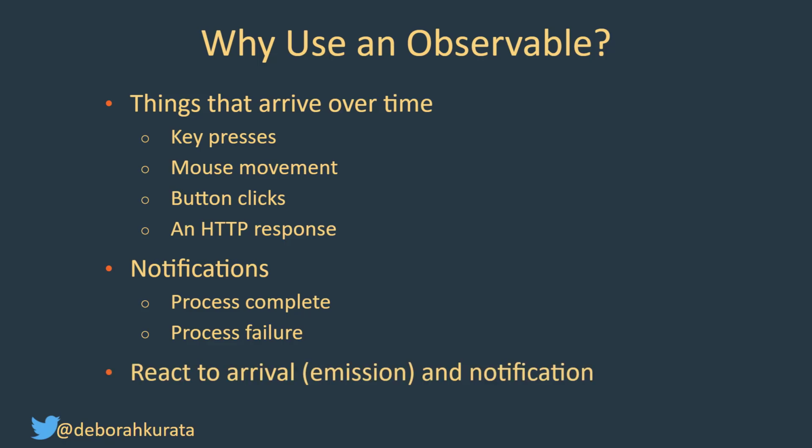Using an observable helps us very easily react to arrivals or emissions and those notifications. The other cool thing about observables, though, is they also work with synchronous data. So you can treat an array as an observable. You can treat any set of data as an observable. So it doesn't necessarily have to arrive over time, but that's really what it's good at.